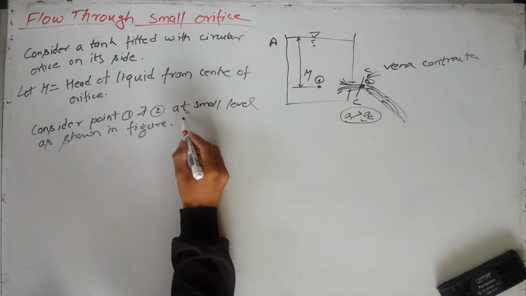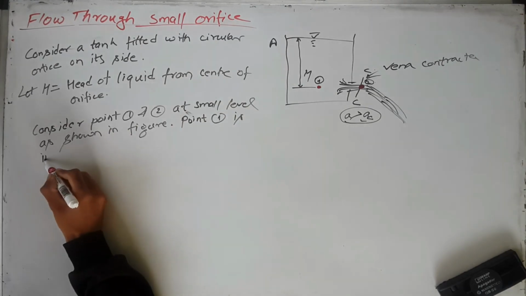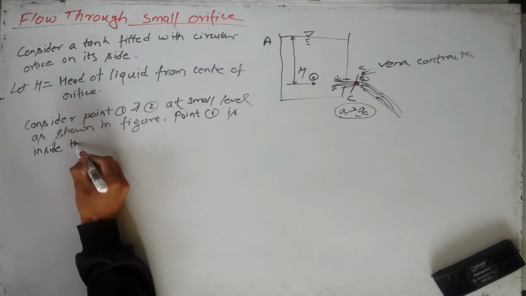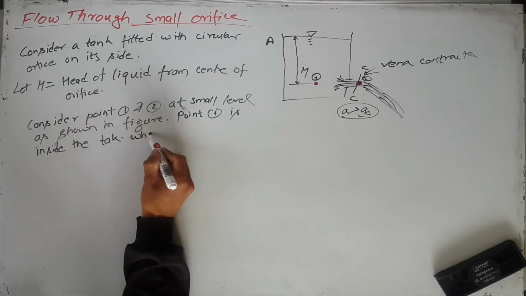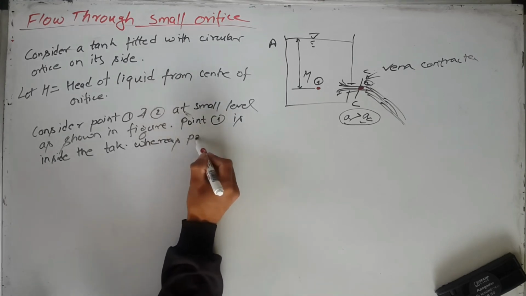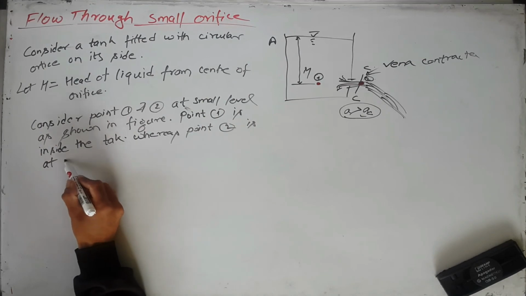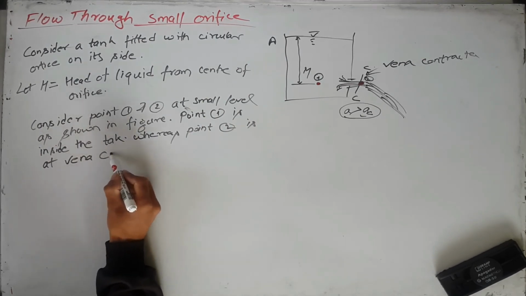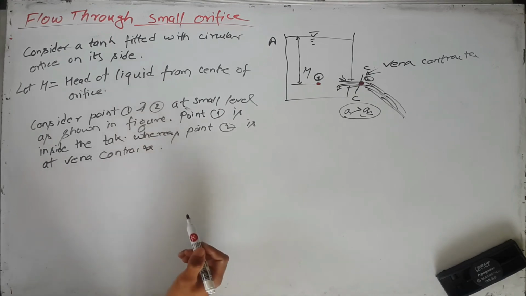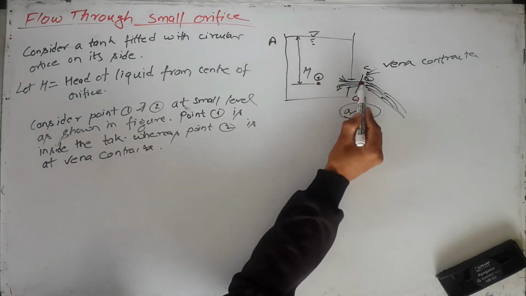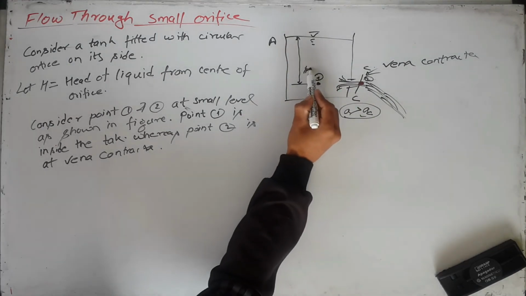Point 1 is inside the tank, whereas point 2 is at vena contracta. And we can apply Bernoulli's equation between section 1 and section 2. This H is the constant head.